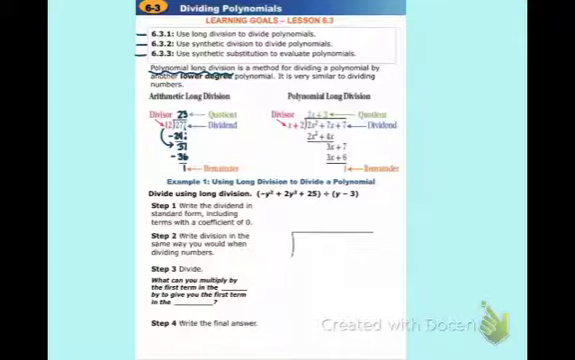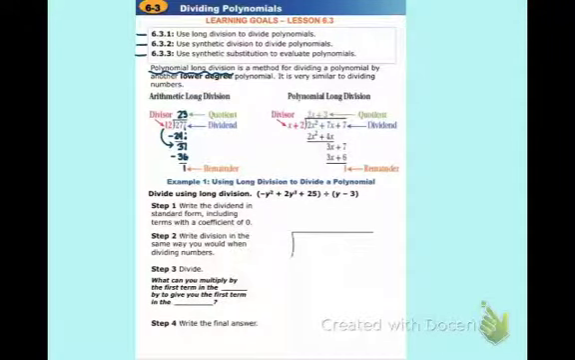Now here's an example of polynomial long division. We also have a dividend and a divisor. So the dividend is the polynomial that we're going to be dividing into. The divisor is what we're dividing into it. And what we get as a result is called the quotient.